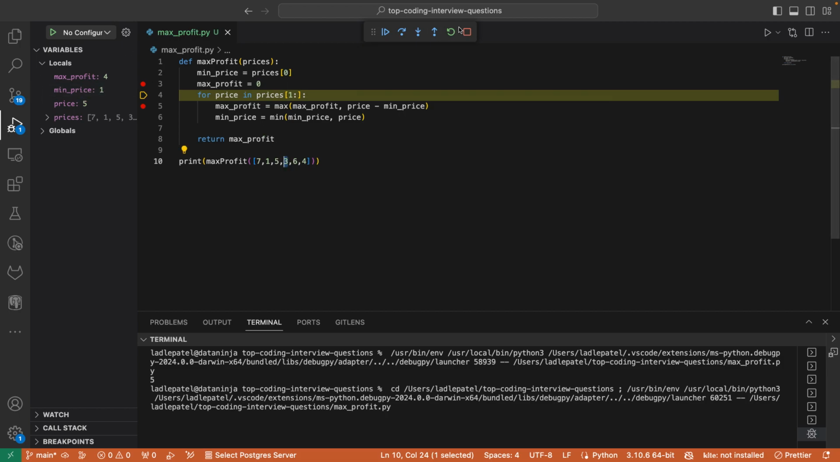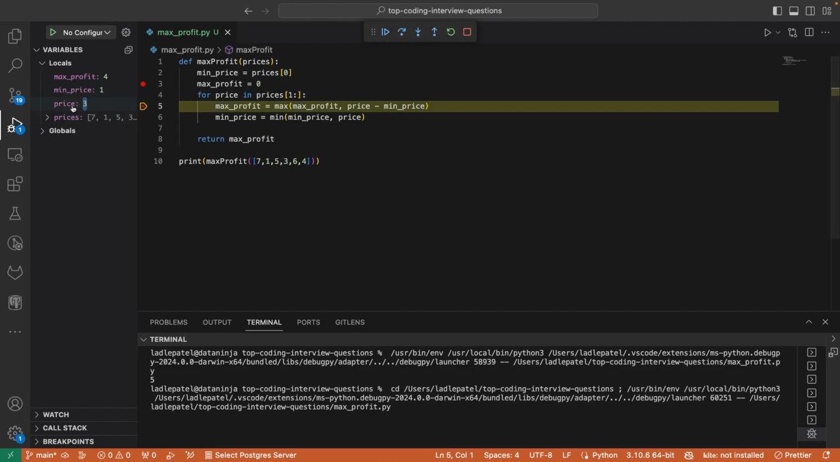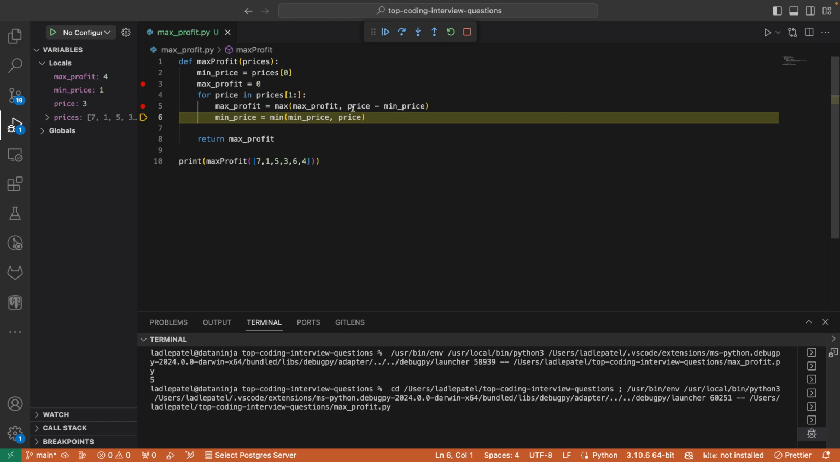Now next, we come to here. Price is 3. Now you compare again. What's the maximum profit? Minimum price is still 1. The current price is 3. So you subtract again. Subtract this price, which is 3 minus 1, which is 2. What was the maximum profit which was stored before? 4, because this was the maximum profit.